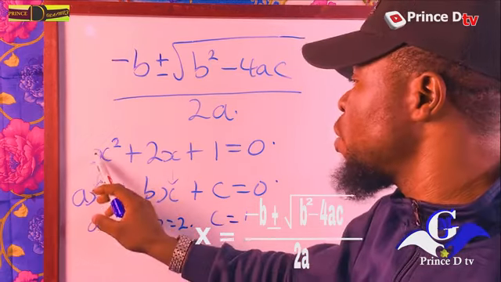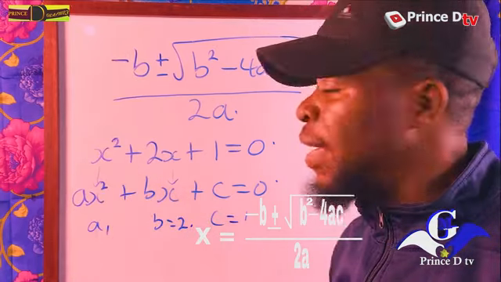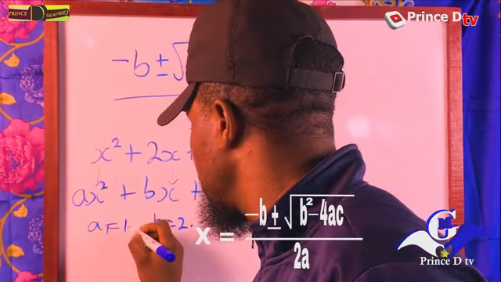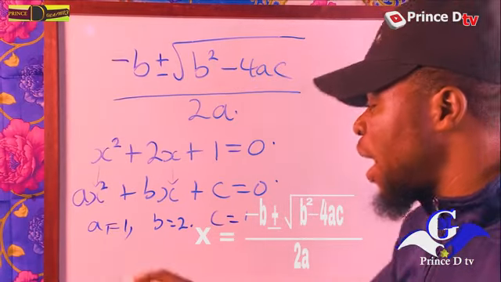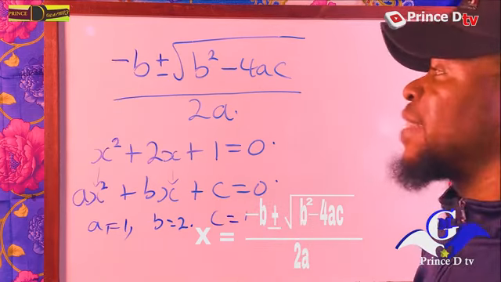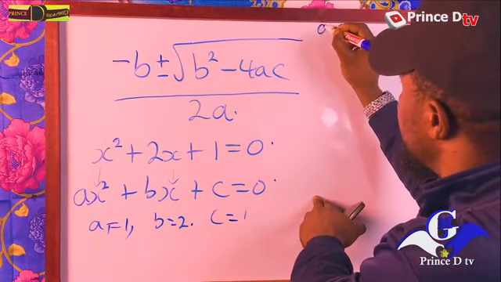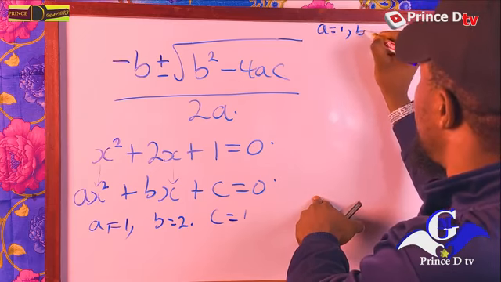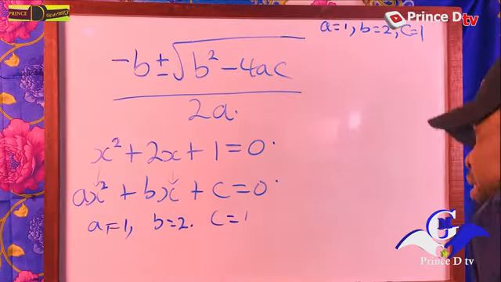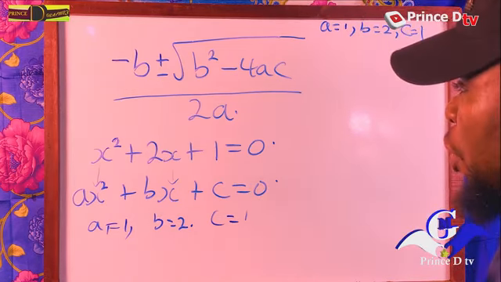So it means that the coefficient of x squared is 1. Since there is no number there, the moment you realize there is no number, know it is 1. So it is being multiplied by 1, so a is equal to 1. Now we have our a, we have our b, and of course we have our c. That's the first step. So our a equals 1, our b equals 2, and our c equals 1. All right, from there we'll be able to substitute into that equation.